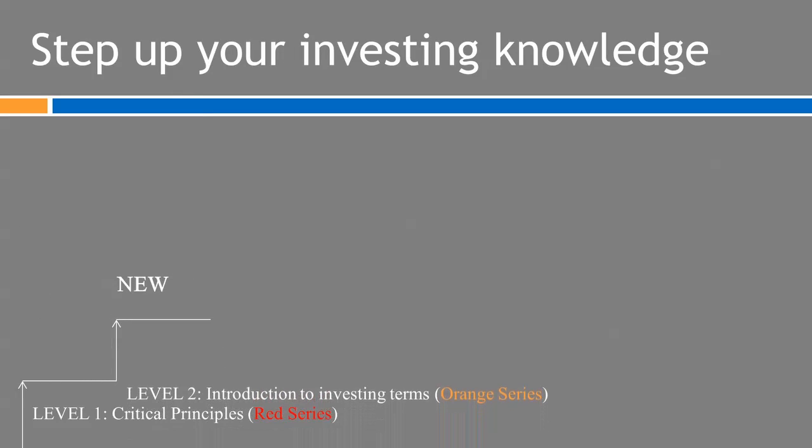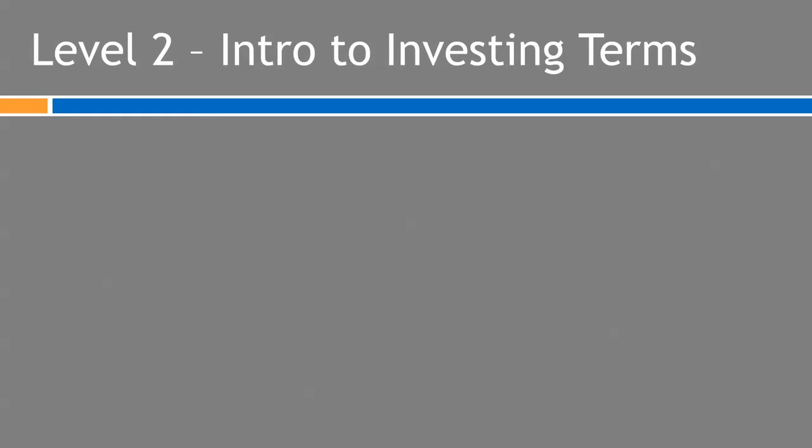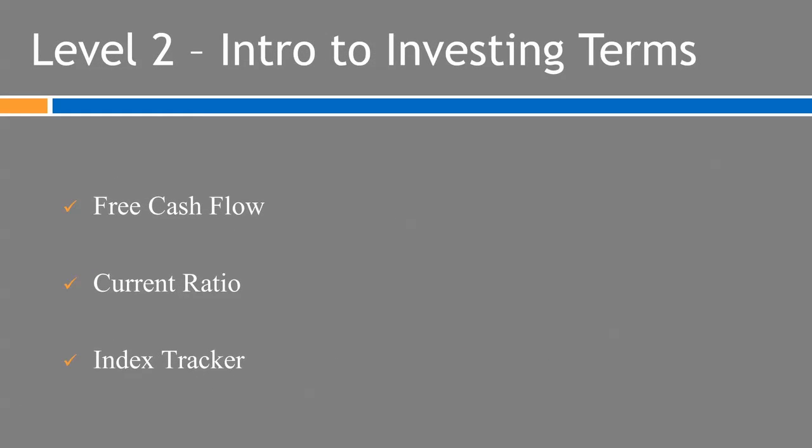So level 2 is going to be the introduction to investing terms that will build upon the critical principles. We'll start to introduce investing-specific terminology, and that will be via what I'm calling the Orange series. It's the next level up. The things I'll be sharing will be: what is free cash flow, very much an investing term, what is the current ratio and why is it useful, and what are index trackers and how can they be useful in your investing career.